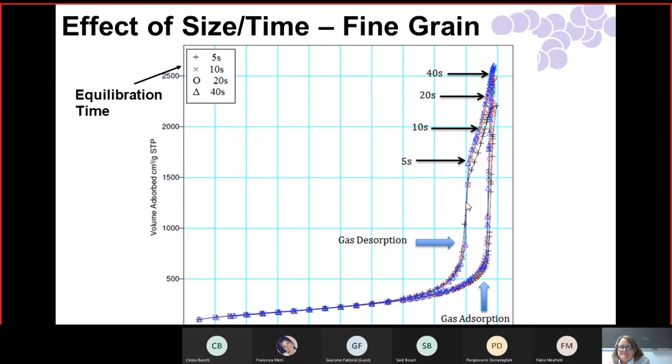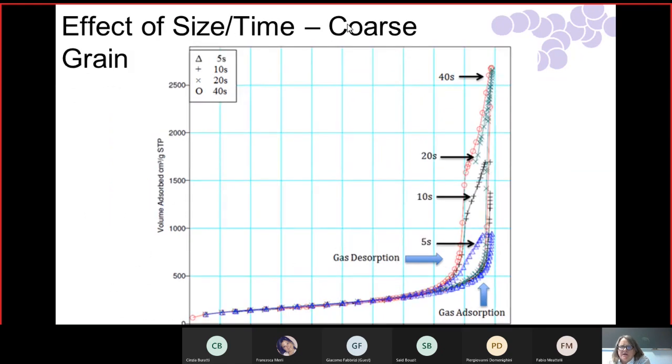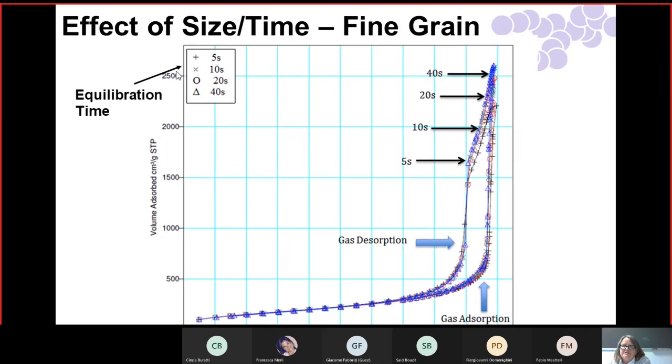Okay, so here, let me see something. With the 40 seconds, and this is the same material, so 40 seconds on the coarse, I get above 2,500, which is similar to what I get for the fine. So it's the same material, I should get the same result. But clearly 5 seconds is not capturing what we need.